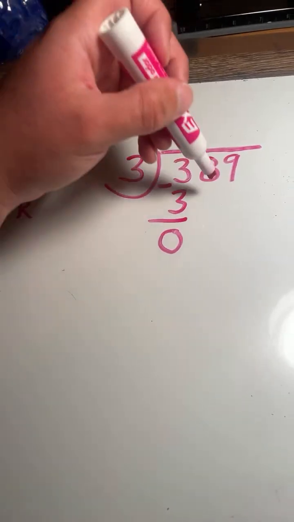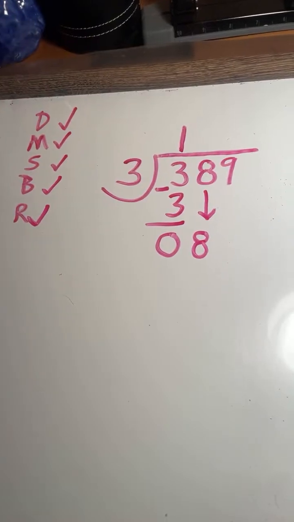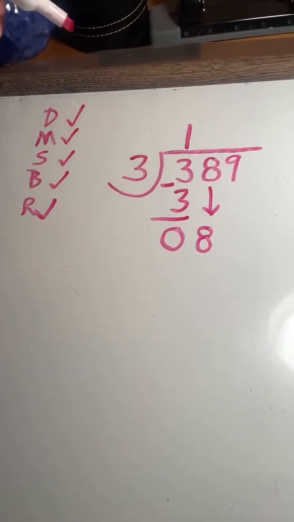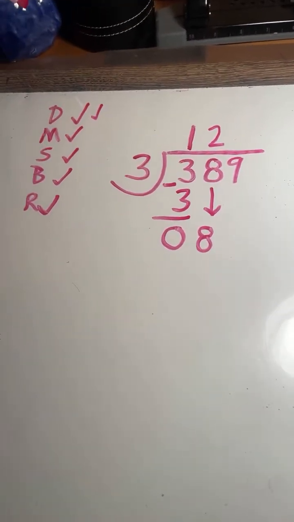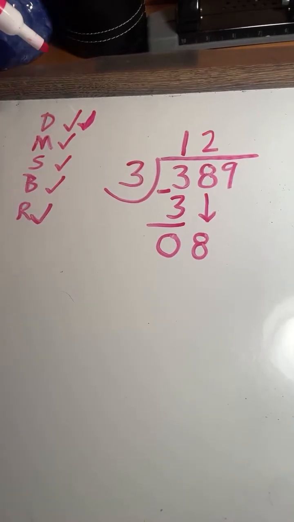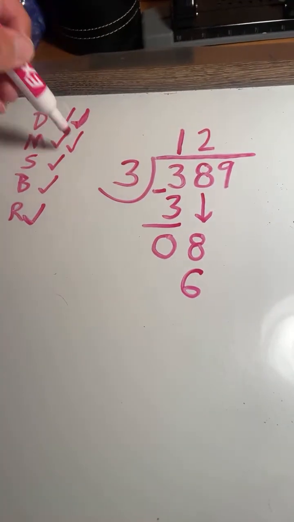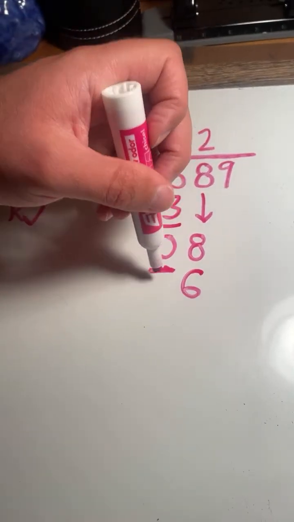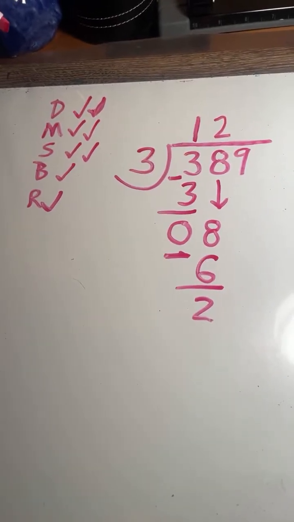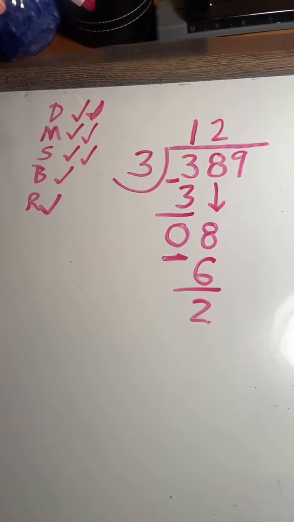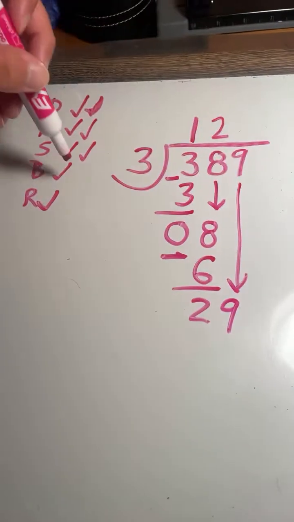So we have to bring down the next number now. We're bringing down the 8. That 0 becomes an 8. Now we repeat the steps. 8 divided by 3 equals 2. 2 times 3 equals 6. 8 minus 6 equals 2. And we bring down the next number. You bring down the 9, that 2 becomes 29.